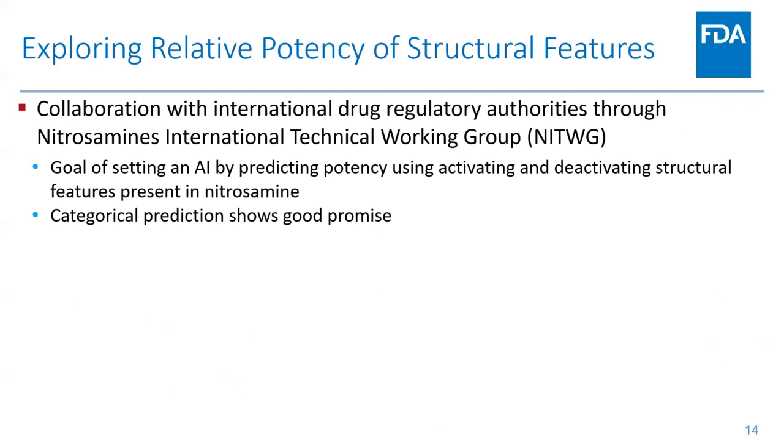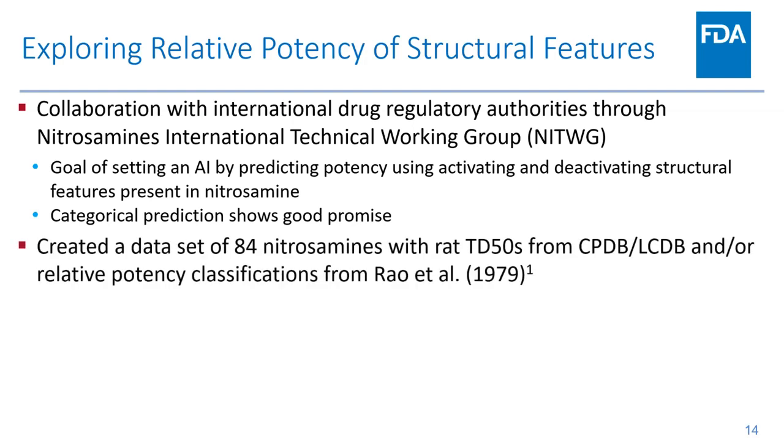So this led to a collaboration with other international drug regulatory authorities through the Nitrosamines International Technical Working Group, or NITWG, with the goal of coming up with a way of setting an AI by predicting potency using a combination of activating and deactivating structural features in the nitrosamine. And we found that categorical prediction shows good promise.